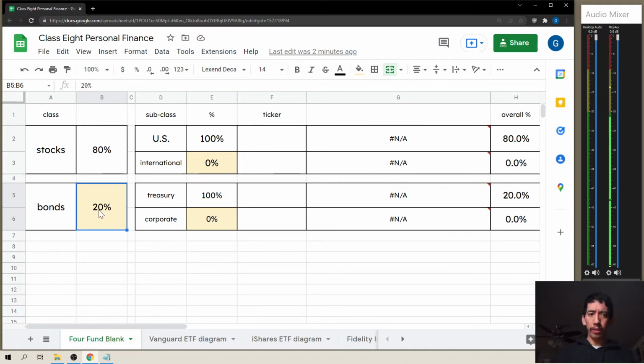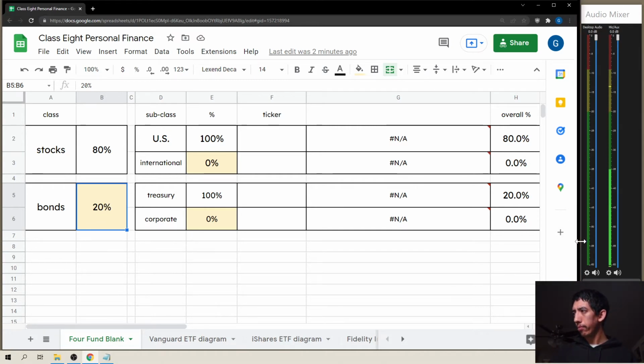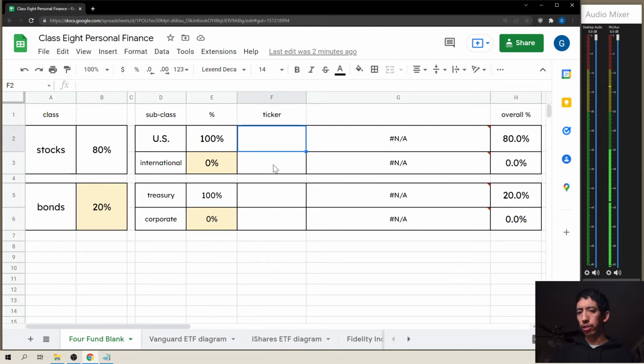Let's stick with 80-20 for now. That might be good for you, might be not good for you, but we'll calculate it like this for now. And we're going to switch to US versus international. How do you calculate this one out?